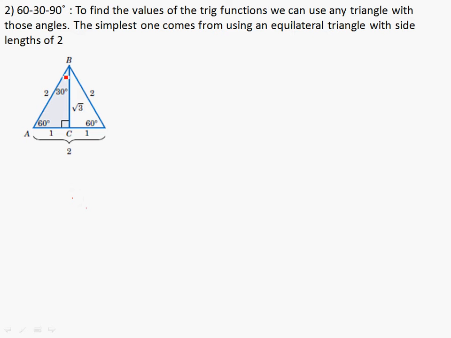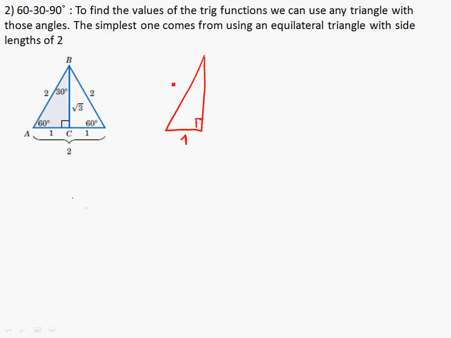Okay, so if you start with a 2, 2, and 2, and then cut it right in the middle, then you get a 60-degree angle here, right? Still, because it used to be 60, and then this is half of 60, so that's your 30, and there's your 90. So this triangle, if you cut this one in half, and it used to be 2, that gives you a 1 here.